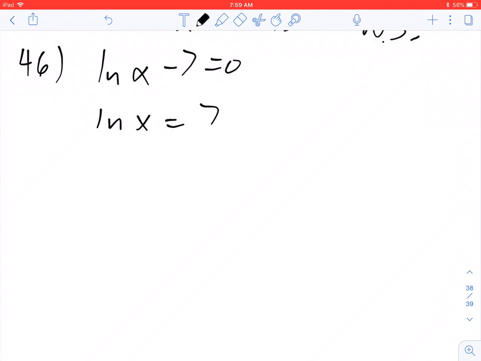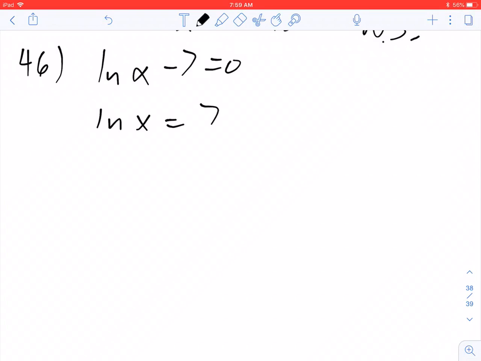All right, so now moving on to the next one, number 46. Number 46 says you have natural log x minus 7 equals 0. And it says solve the logarithmic equation algebraically, approximate the result to 3 decimal places. So this one's pretty easy. You're just going to have natural log of x equals 7.